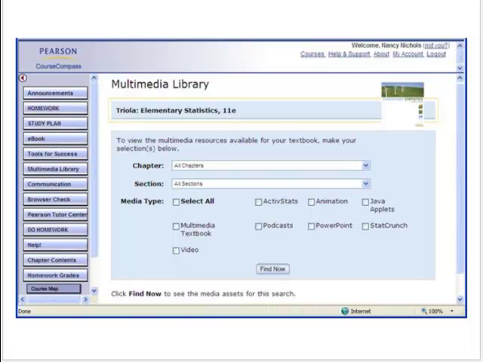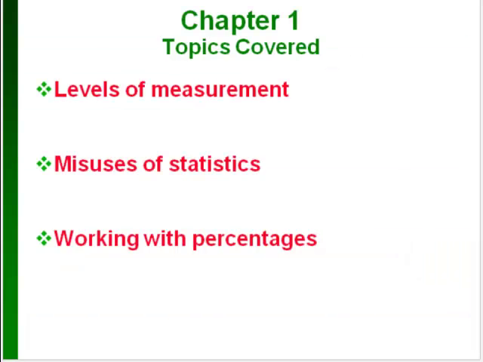Here's some other stuff from Course Compass, the multimedia library that has pieces of the textbook, it has videos, all this other stuff. So in Chapter 1, just so you know, we're only covering basically 3 topics in here. We're going to skip a whole bunch of the stuff that's in there.